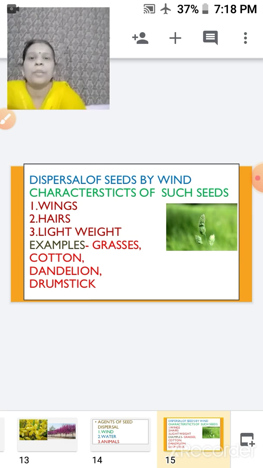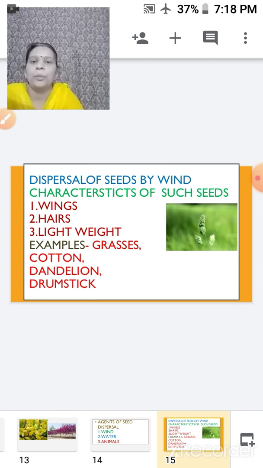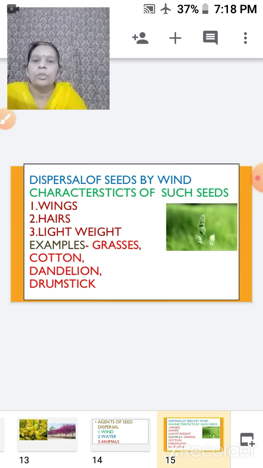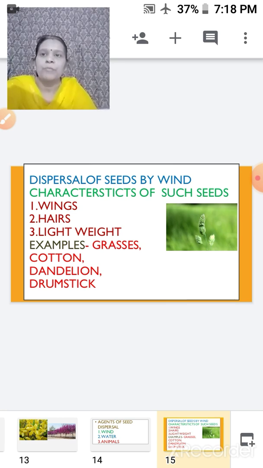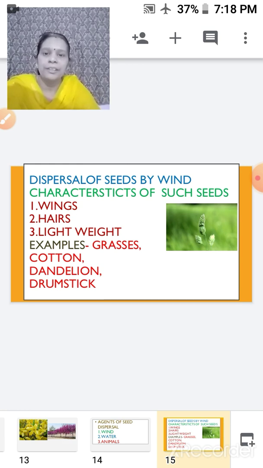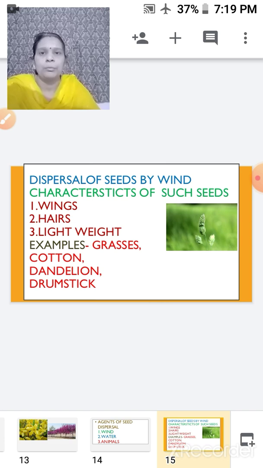Dispersal of the seed by the wind. When the dispersal of the seed is taking place with the help of the wind, such seeds have some characteristics. They will have wings. They will have hairs and they are very light in weight. So that is why they can be blown away by the wind to far off places.